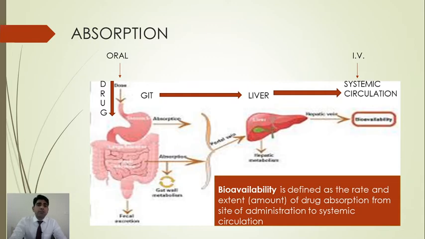As in the picture you can see, when the drug enters the stomach, or you can say the complete GIT, it gets absorbed into the blood vessels and finally reaches the liver and then the systemic circulation. So absorption is complete when the drug from the oral route, from the GIT, finally reaches the systemic circulation, not just the blood, but the whole systemic circulation. So this is about absorption.